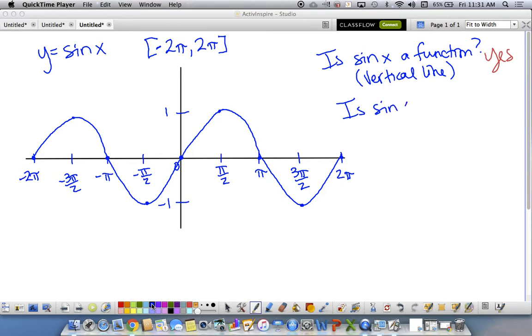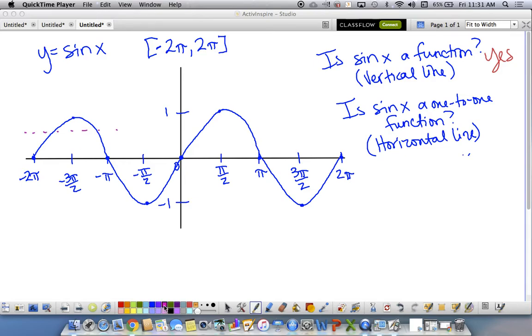Okay? Second question. Is sine x a one-to-one function? What test are we going to use? The horizontal line test. Okay, so when we do the horizontal line test, did it pass the horizontal line test? Oh, right there. It crosses at two different points. It does not pass the horizontal line test. Therefore, it's not a one-to-one function.